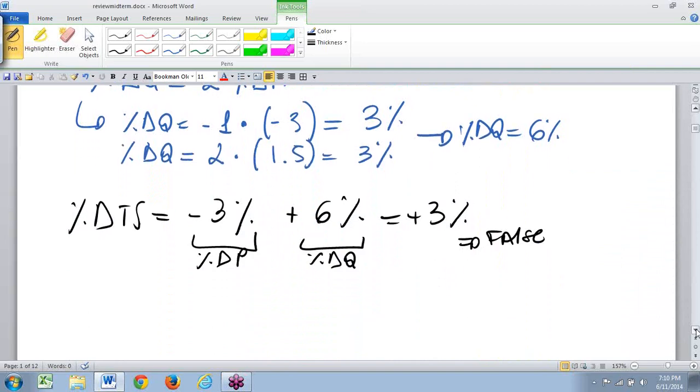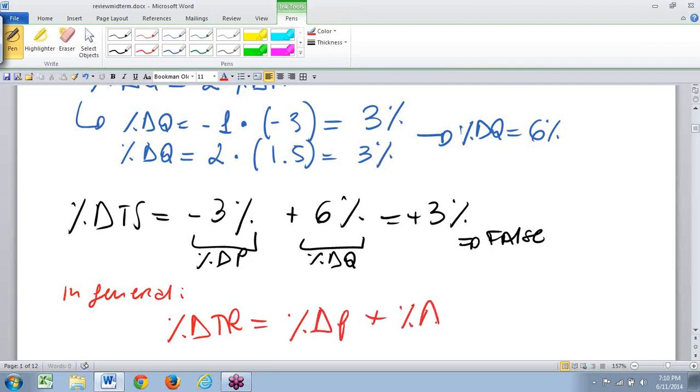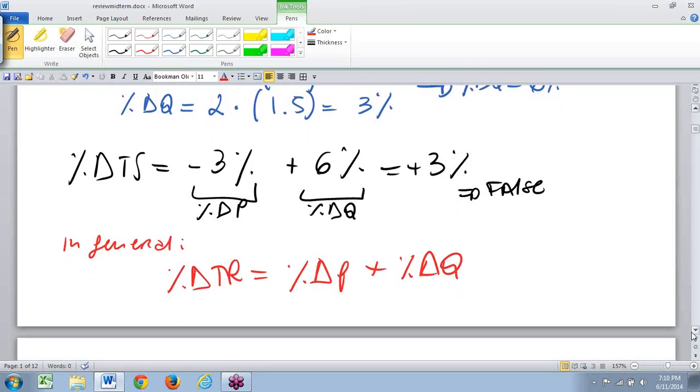So to sum up, for this problem and in general, when you have to look at the percentage change in total revenues or total spending, what you need to know is that the percentage change in total revenue is equal to percentage change in quantity plus percentage change in price. And you need to use the elasticity concept. Okay, so these are the important things for this kind of problem.